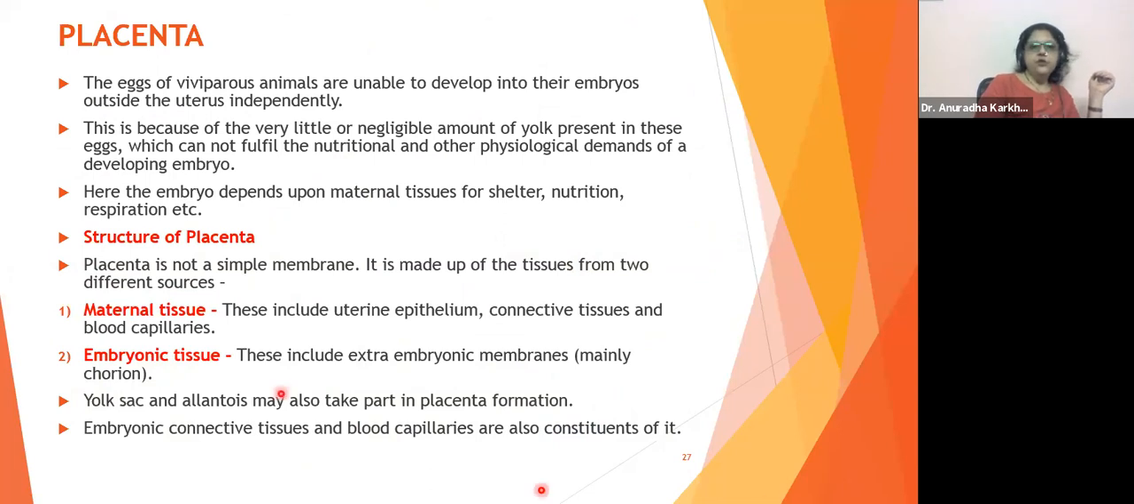Then we come to the formation of the placenta, as I have just now told you all. That is, the eggs of viviparous animals are unable to develop into their embryos outside the uterus independently. This is because of very little or negligible amount of yolk present in these eggs, which cannot fulfill the nutritional and other physiological demands of a developing embryo. Here, the embryo depends upon maternal tissue for shelter, nourishment, respiration, etc.